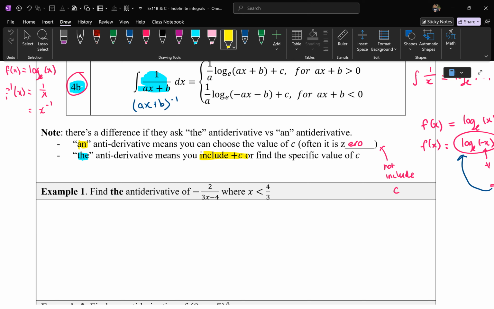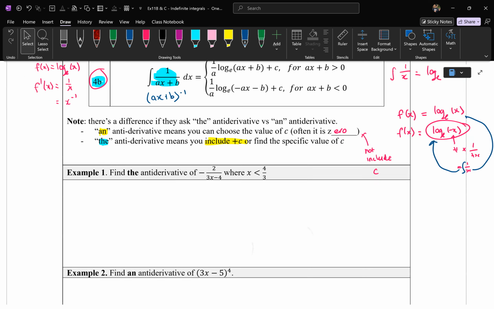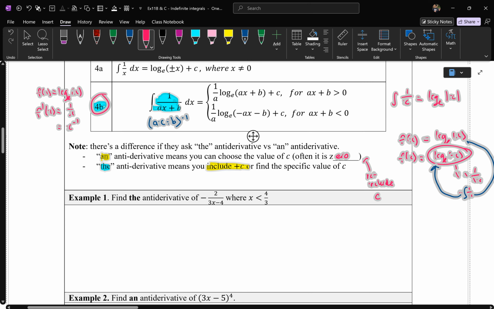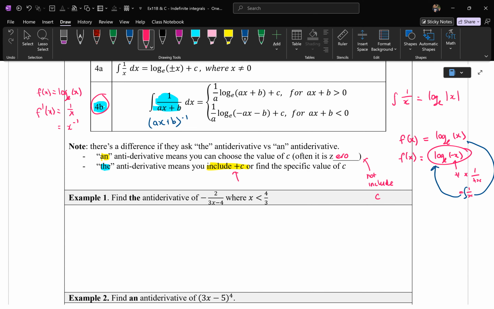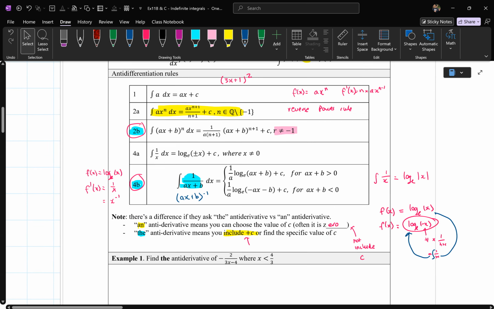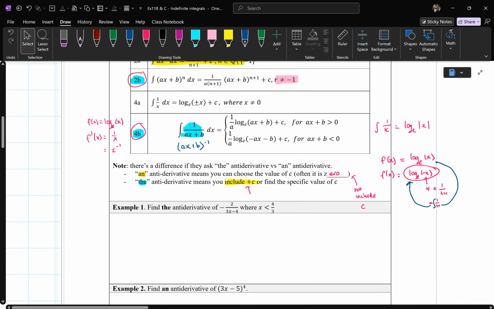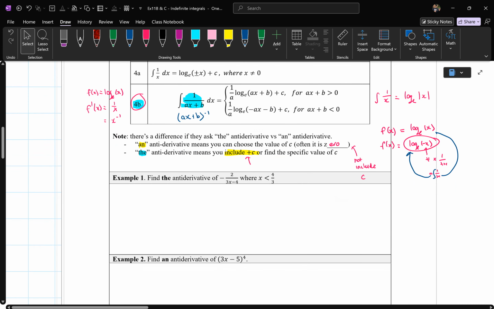An antiderivative versus the antiderivative. So the means include the plus c, or you can use any value, and technically it's true. Okay, all right, let's do some practice then. If you've got the rules in front of you, let's do the first two, and then I'm going to give you some time to try the back page because it requires a bit more practice.